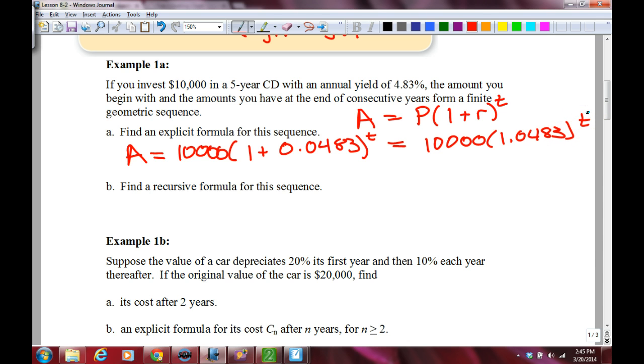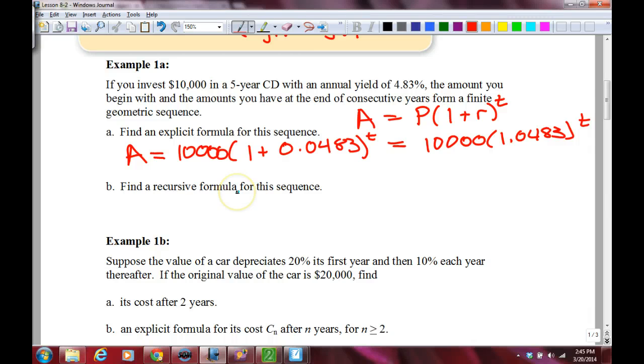Not in this case. Yes? 1 plus R. Yeah, it didn't tell us to solve it. It just told us to make the formula. So if we were to solve it, we would put 5 in for T. Would it be wrong? No, because you would have had to come up with the explicit formula to solve it.